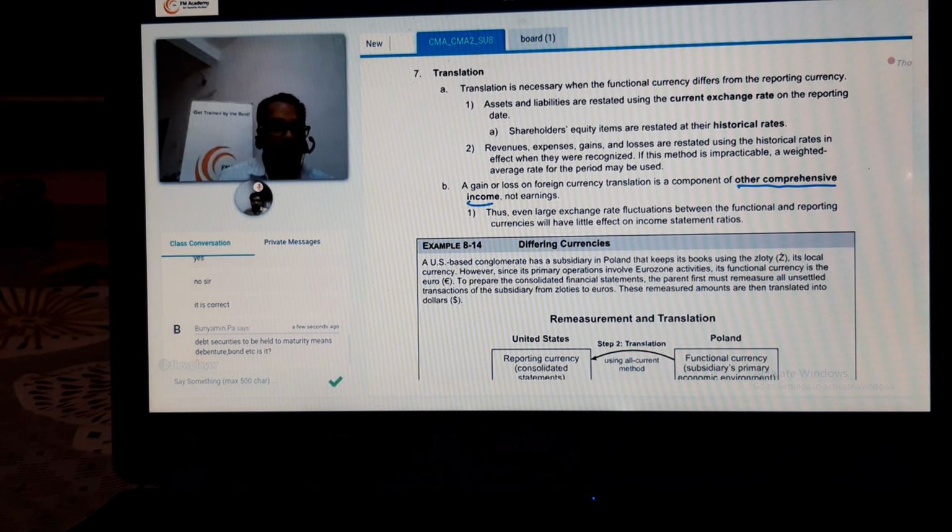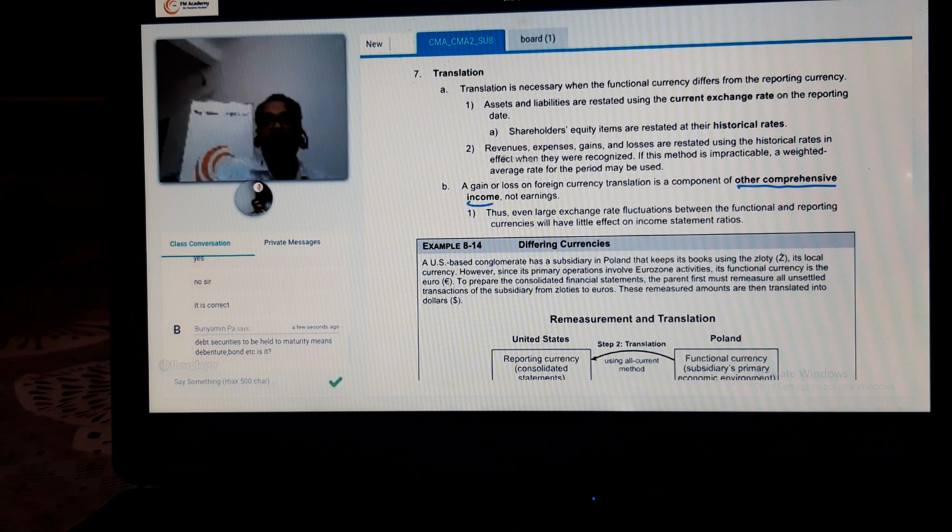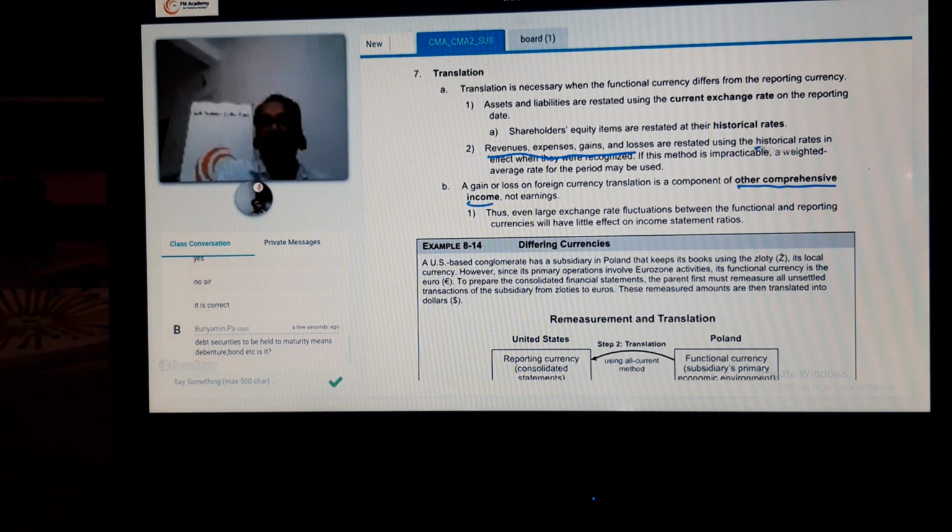Now Microsoft's euro balance sheet and P&L is getting converted into US dollars in the United States head office. There is no cash flow impact. So what are we supposed to do? Assets and liabilities at spot rate. Your revenues, expenses, everything will be at historical rate.